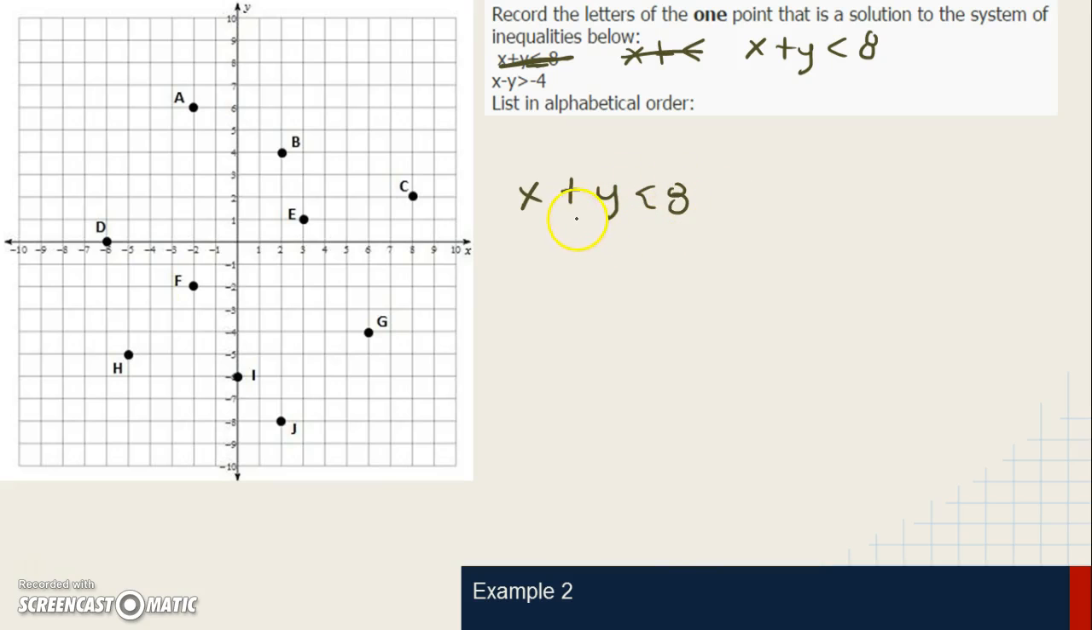And now we're just going to solve for y. So the first thing we're going to do is eliminate the x term using inverse. X minus x is 0. We're left with positive y, which is just y. So here is our answer.